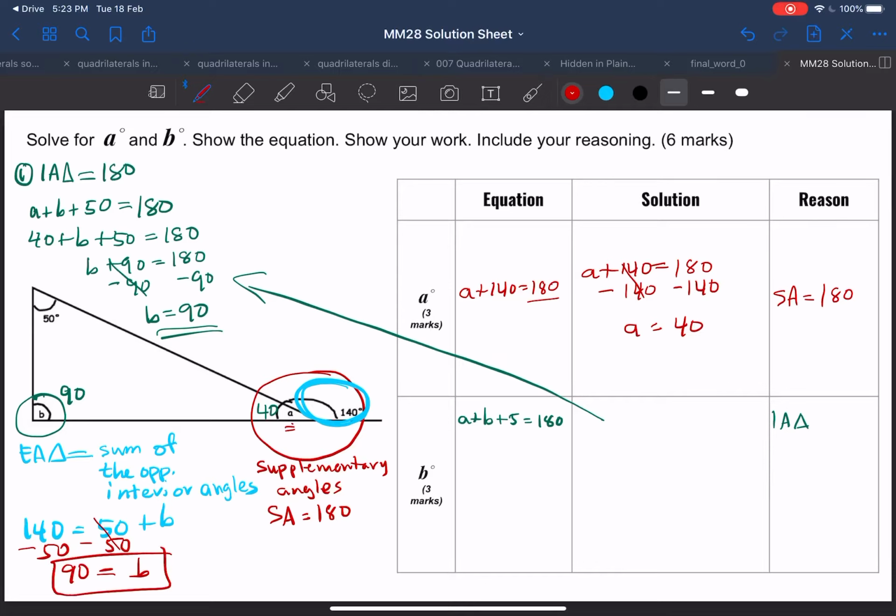So there are two ways you could have gotten 90. The other way is 140 equals 50 plus B, and the reason is external angle of a triangle.